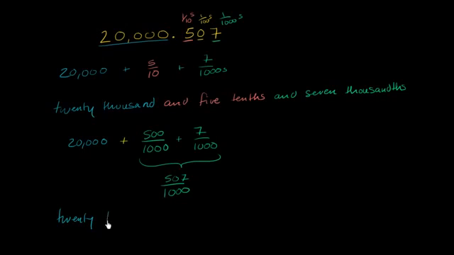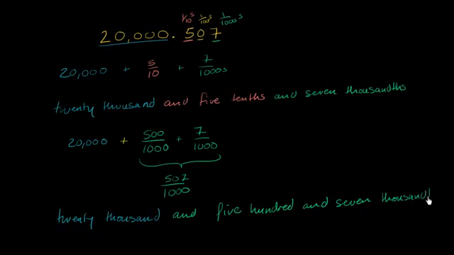20,000 and 507 thousandths. Thousandths. This is 1 over 1,000, while this right over here, 1,000, of course, actually represents 1,000. So we've got 20 thousands, that's that right over there, and 507 thousandths.